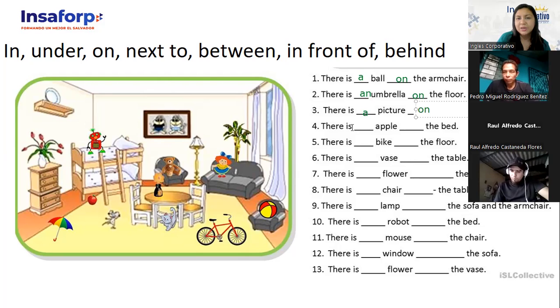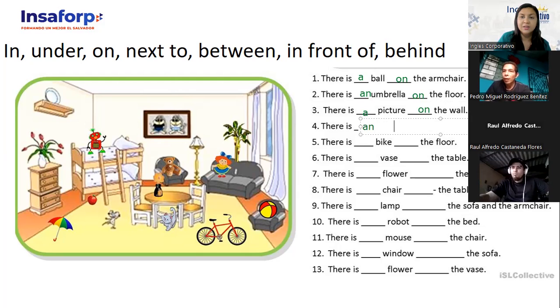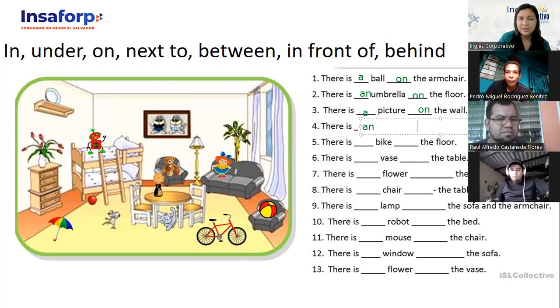Ok, so let's start number 4. Me va a decir toda la oración completa. There is an apple on the bed. Okay. Under the bed. There is an apple. Under the bed. ¿Está debajo o a la par? Next to. Okay, next to the bed. Okay, good. Number five.